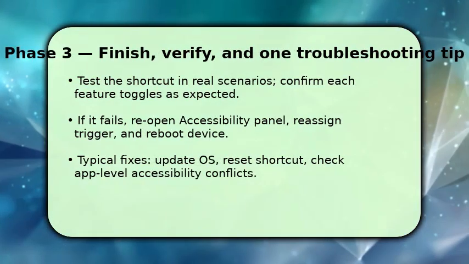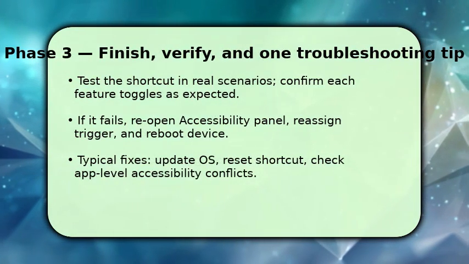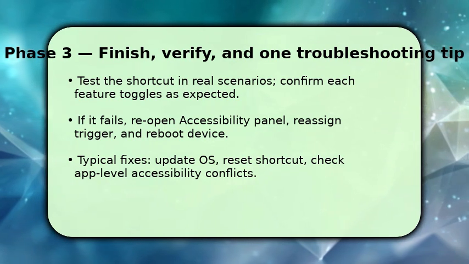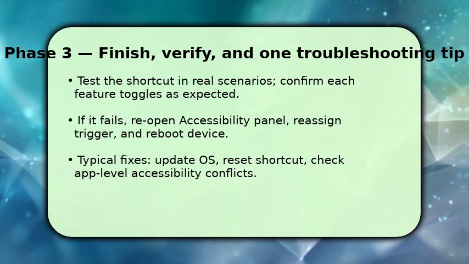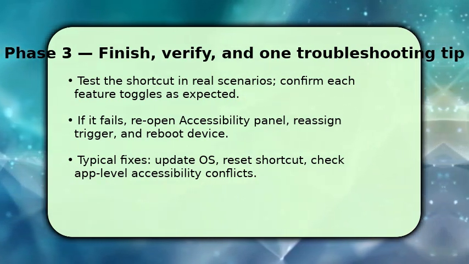Finish by testing the shortcut across real tasks. Launch the trigger and verify each accessibility feature activates and deactivates correctly. If something fails, make incremental changes.